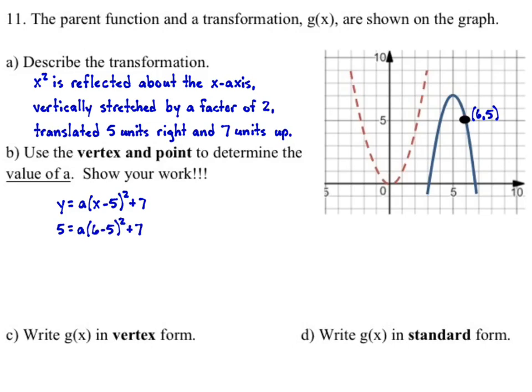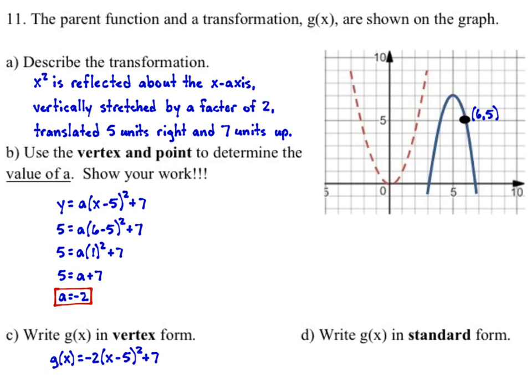And then simplifying this, 6 minus 5 is 1. And then 1 squared is 1, so we're just left with a there. We'll subtract 7 and end up with negative 2, so a is negative 2. And then from here it says write g of x in vertex form, so that's basically this with plugging in the a value of negative 2. So y equals negative 2 times x minus 5 squared plus 7.